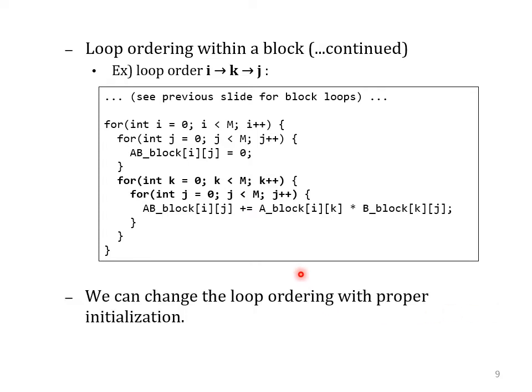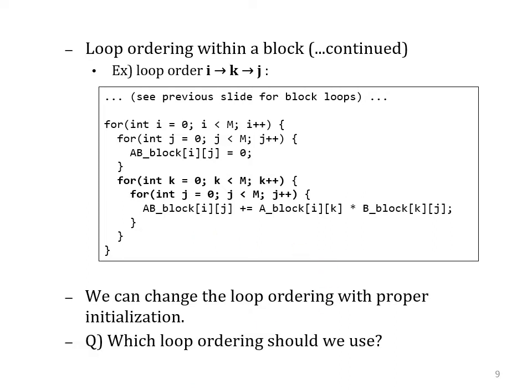So the lesson here is that we can pretty much change the loop ordering in any way we want. We just need to modify the code for the AB block initialization before each ordering, right? So I hope you are persuaded by this statement by now.